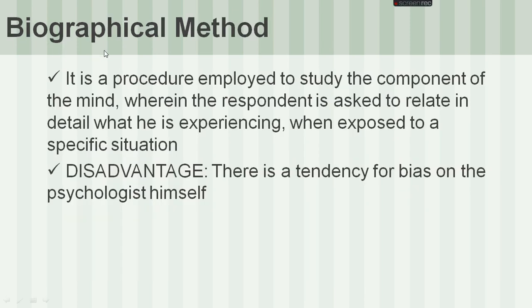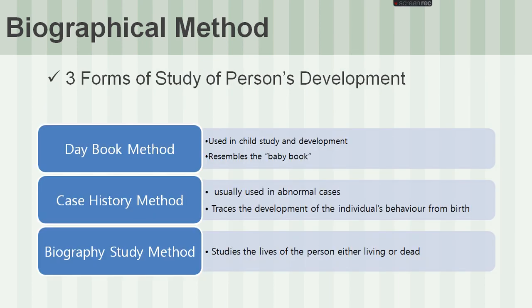The next one, we have biographical method, wherein it is employed to study the component of the mind, wherein the respondent is asked to relate in detail what he is experiencing when exposed to a specific situation. Another disadvantage is the tendency for bias of the psychologist himself. In biographical method, we have three forms.